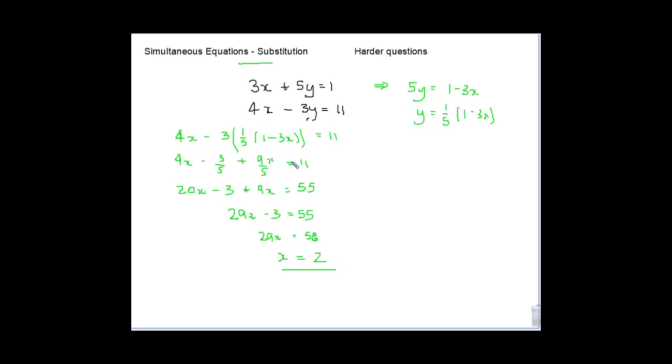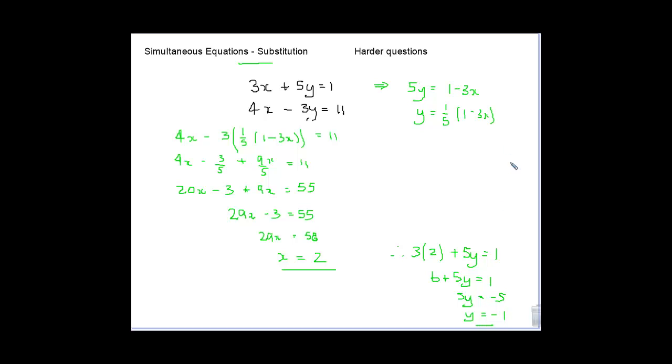Then I take my x equal to 2, and I sub it back into any of these equations. So I've actually chosen the first one. So I say therefore 3 lots of x, which is 2, plus 5y would be equal to 1. So that gives us 6 plus 5y equals 1. And 5y then would be equal to minus 5, and y must be equal to minus 1. So there's our values for that simultaneous equation: x is equal to 2, y is equal to minus 1.